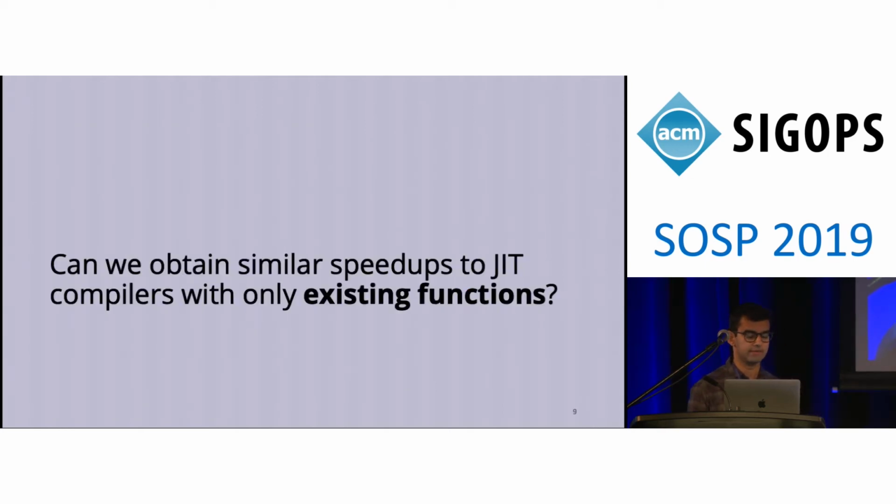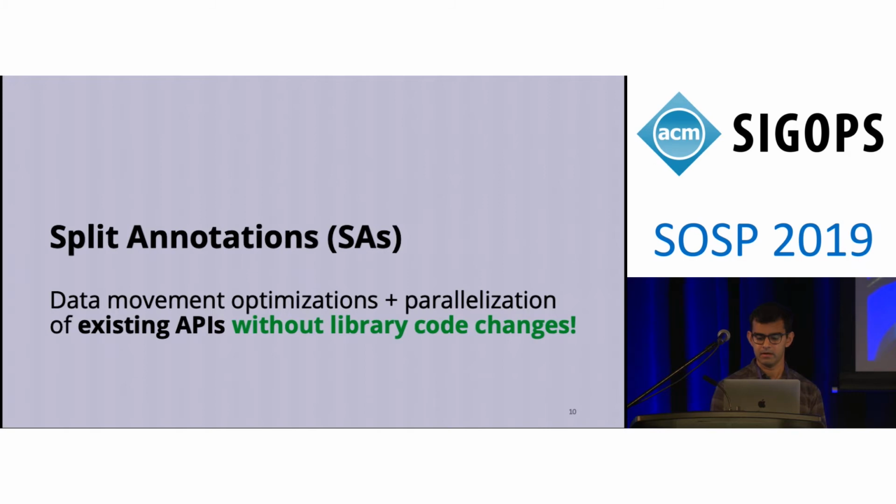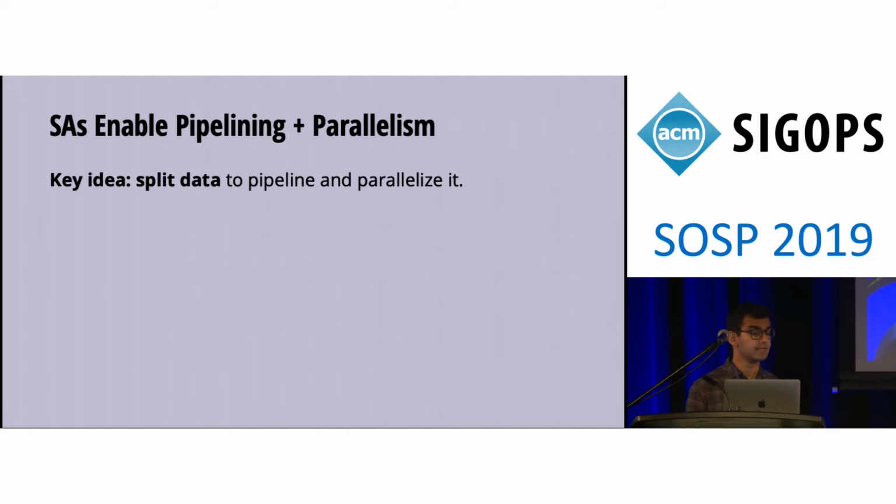So the question we ask in this work is, can we obtain similar speedups to JIT compilers with only existing functions? This work, split annotations, aims to do just that. Split annotations are a system that provide the data movement optimizations and automatic parallelization while keeping existing high-level APIs, but also without forcing developers to rewrite their library code. The basic key idea in split annotations is pretty simple. It's that you split data to pipeline and parallelize it.